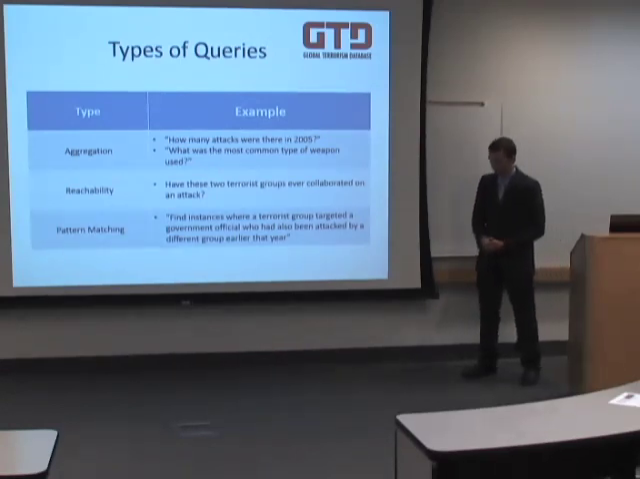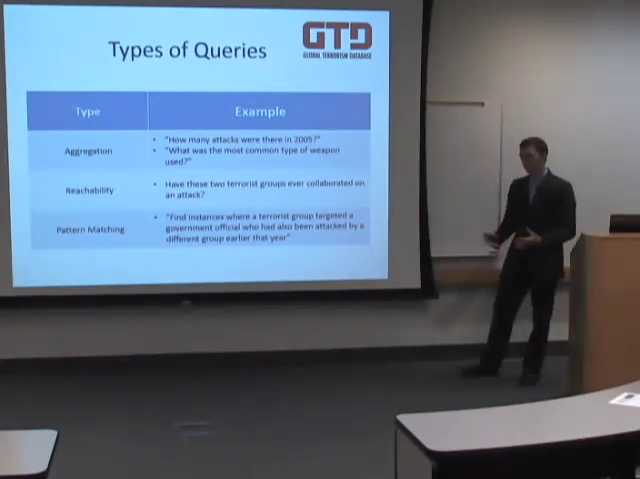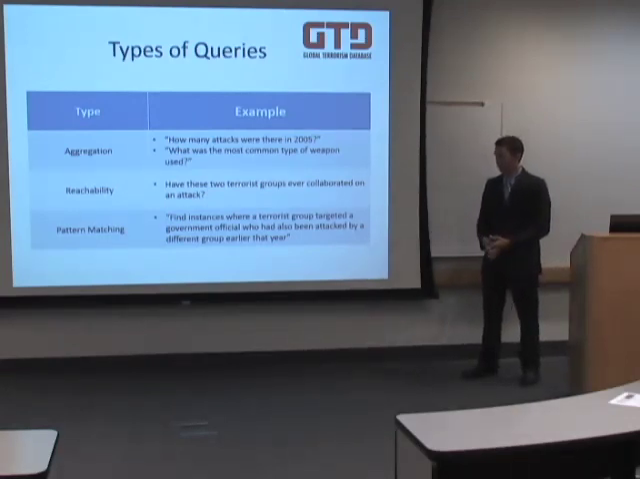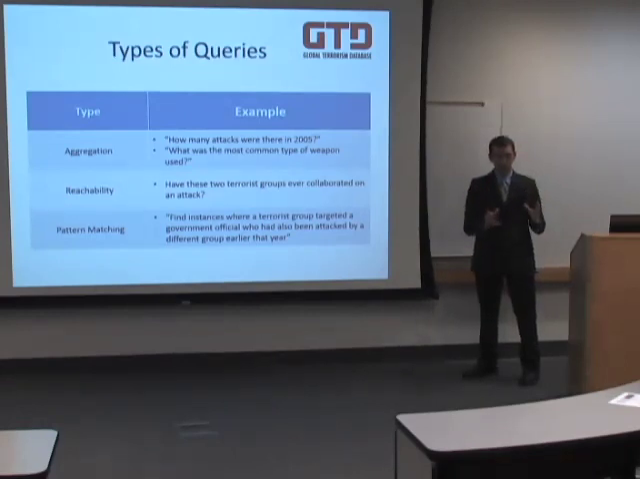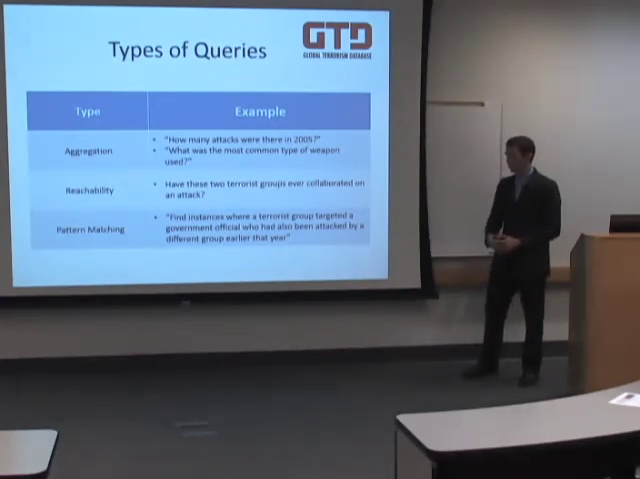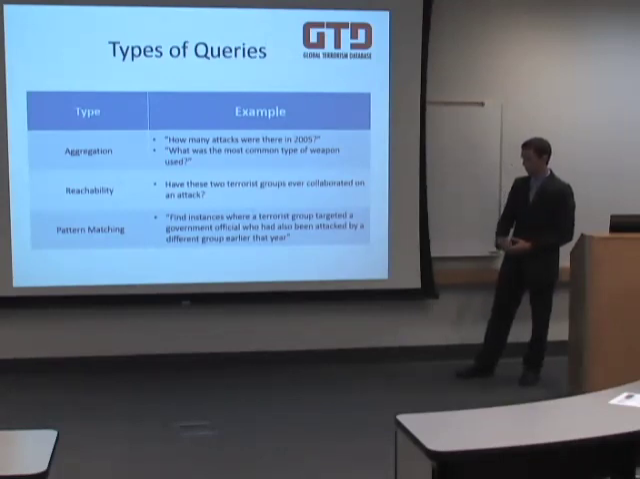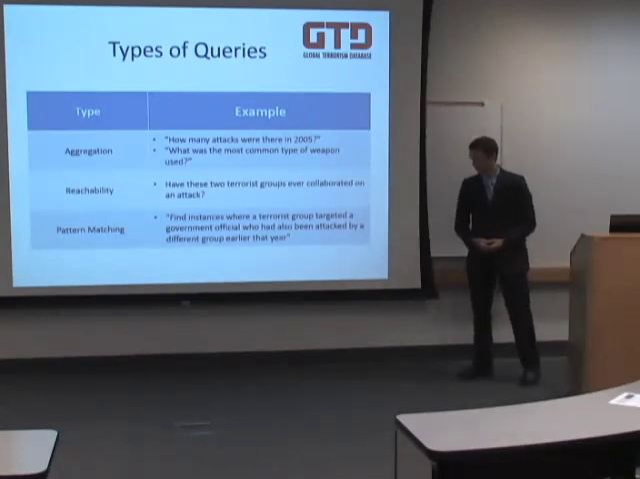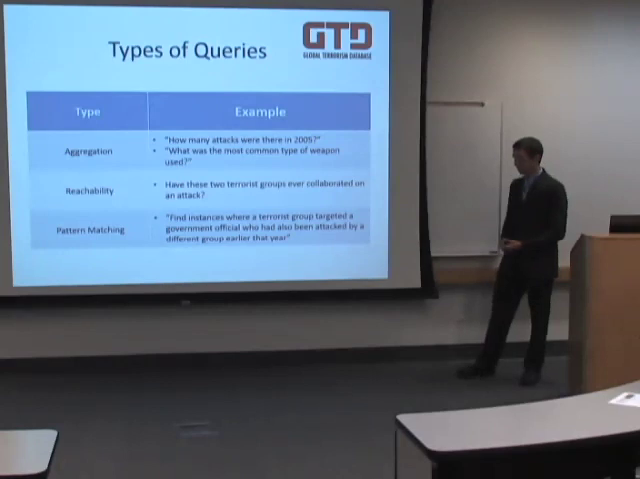Reachability queries. These types of queries you're asking, are two different parts of the network connected in some way through some path within the network? For example, have these two terrorist groups ever collaborated on an attack? And last but not least, we have actual pattern matching, where essentially you're looking for a small graph within a larger graph. You're looking for a pattern of nodes and edges within a much larger graph. And this example is supposed to be kind of complicated. We have another example later on. You might be interested in finding instances where a terrorist group targeted a government official who had also been attacked by a different group earlier that year.